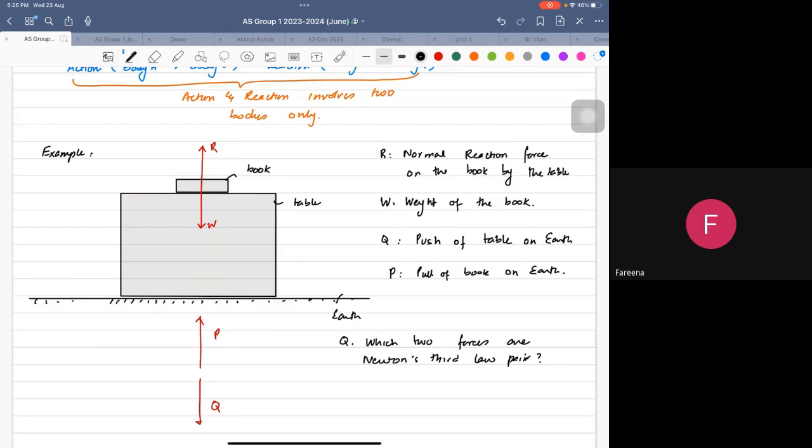But why can't it be W and R, or W and Q, or R and P? Those are also forces. Yes, Asma, do you have any idea? Abdullah, any idea? Shazib, Zain? Farina said it's P and Q. You can agree or disagree. Wait a second.